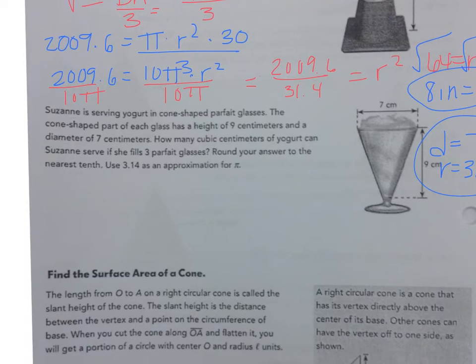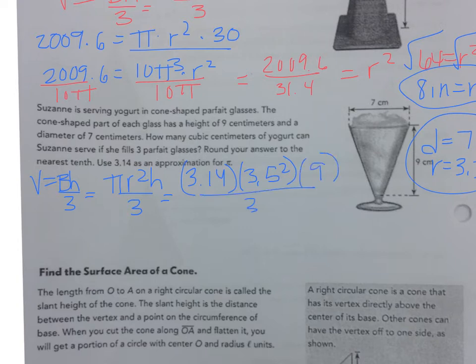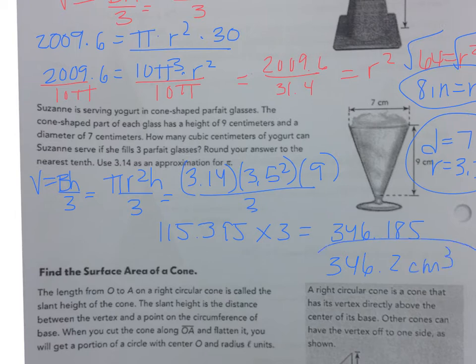Okay, so the formula is, again, volume equals area of the base times height divide by 3. So you're going to have pi r squared h divide by 3. So 3.14 times 3.5 squared times our height, which is 9, and then we're going to divide that by 3. Okay, that's going to give me 115.395. Now that is the volume for 1 glass, and we are using 3, so that's going to give me 346.185, which rounds to 346.2, and that will be centimeters cubed.